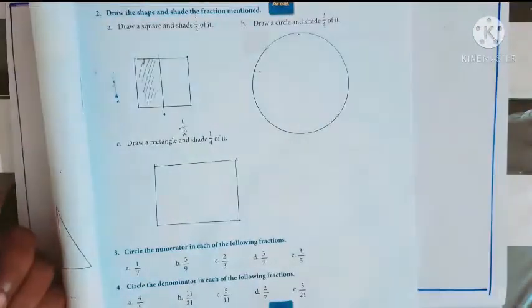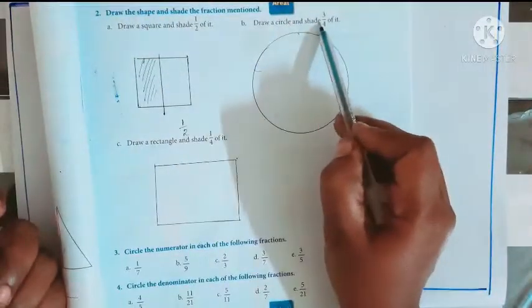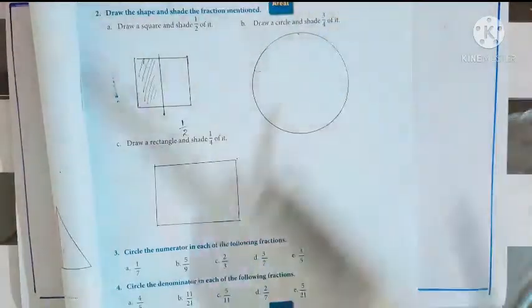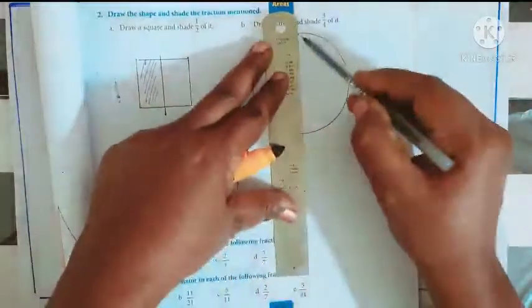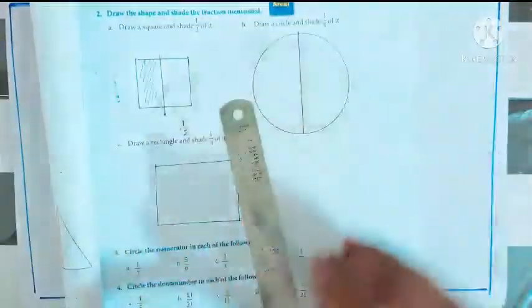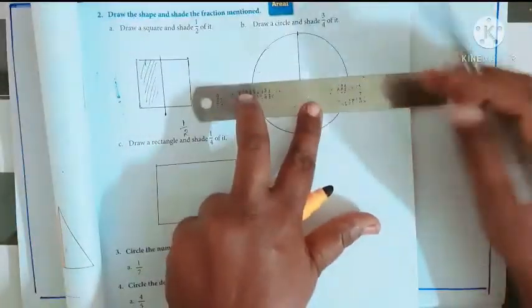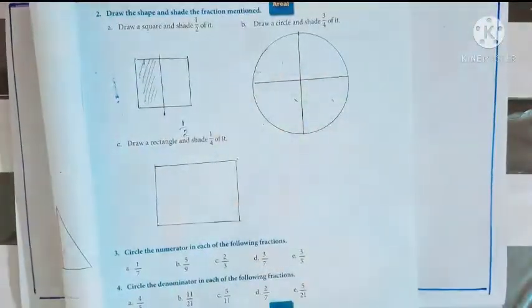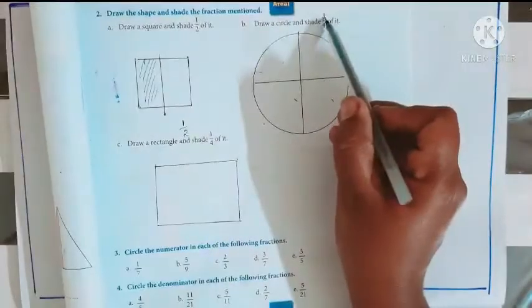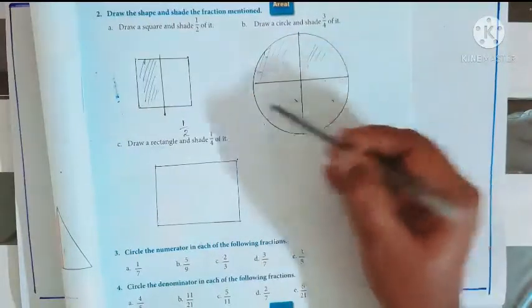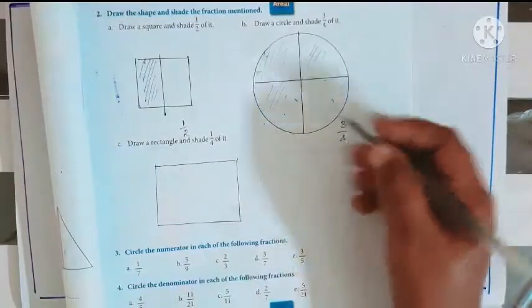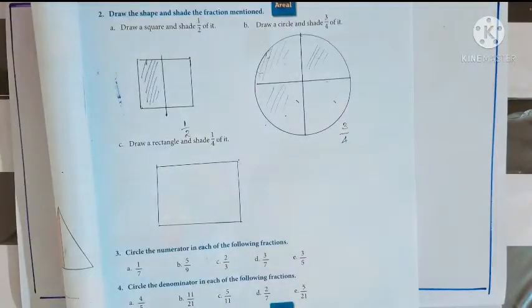Yes? Good. Now next, draw a circle and shade 3 by 4 of it. So I need how many parts? 4 equal parts. So I have to draw it. Next I can make it 4 parts. Here 1, 2, 3, 4 parts. In that they are asking me to shade 3 parts. So I will shade here, here and here. Understand? So I can represent this as 3 by 4. Likewise, you do the rectangle also.